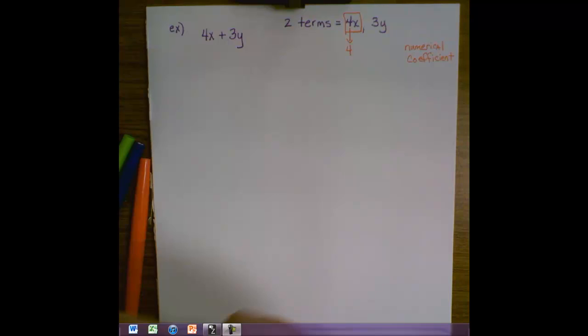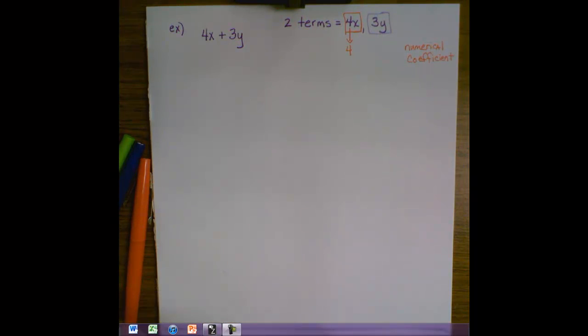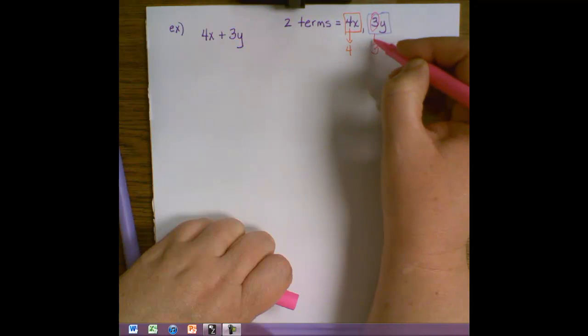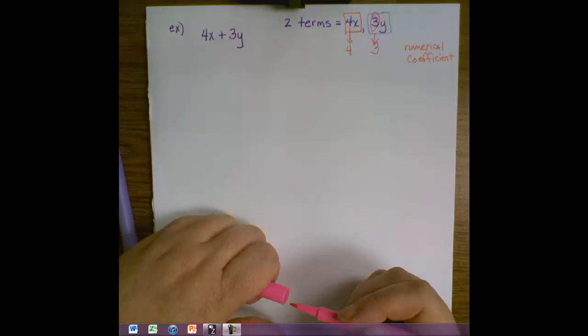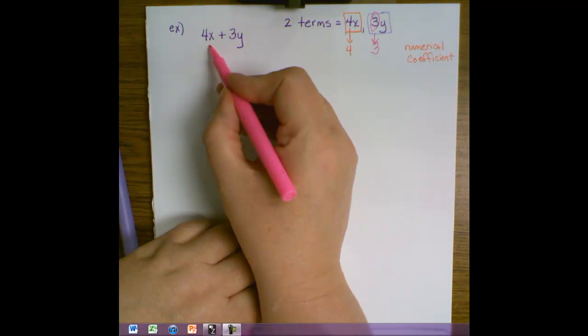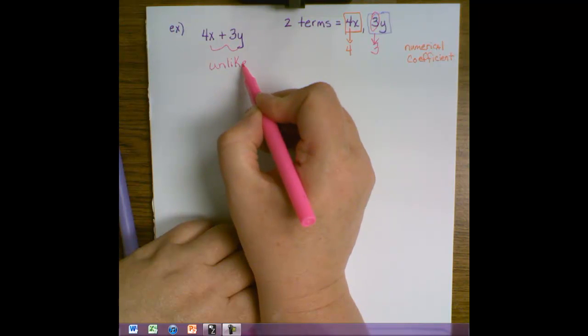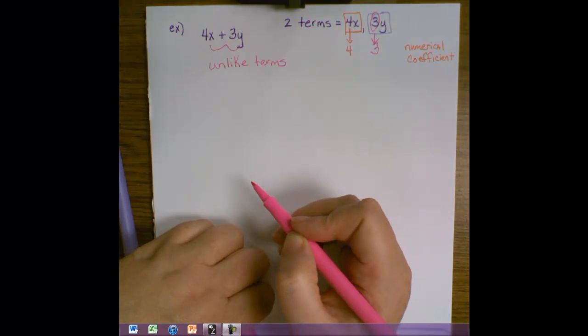In the second term, we have 3 as the numerical coefficient of the second term, and we would consider these unlike terms because they do not contain the same variable.